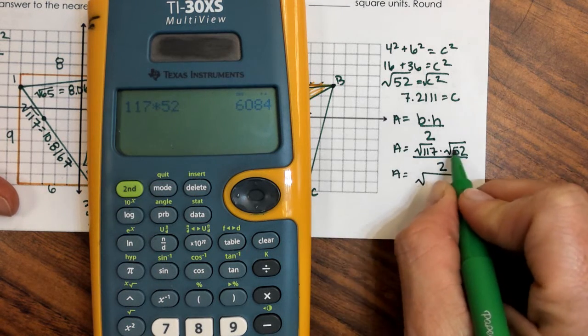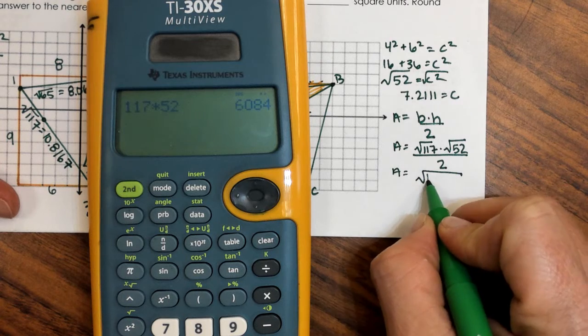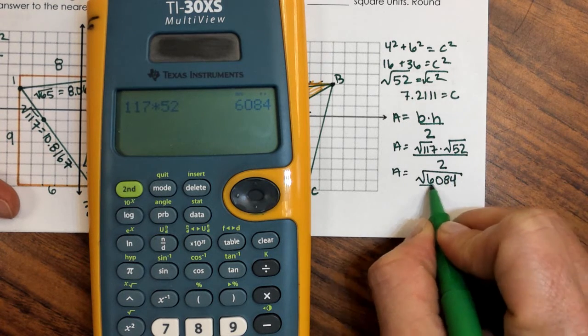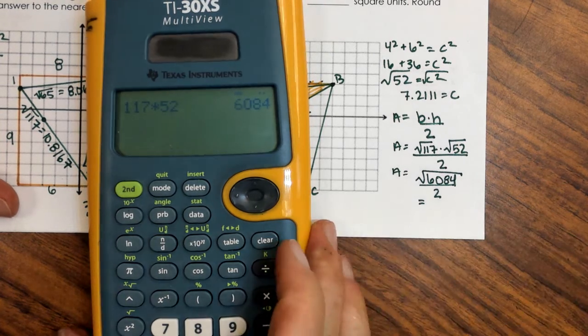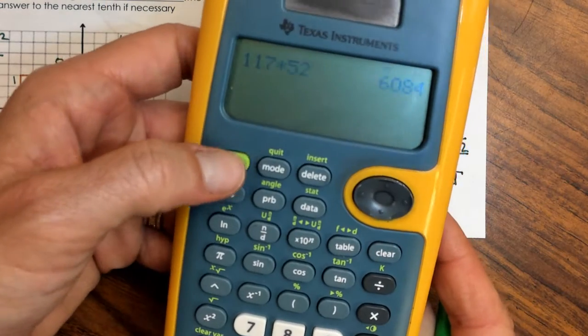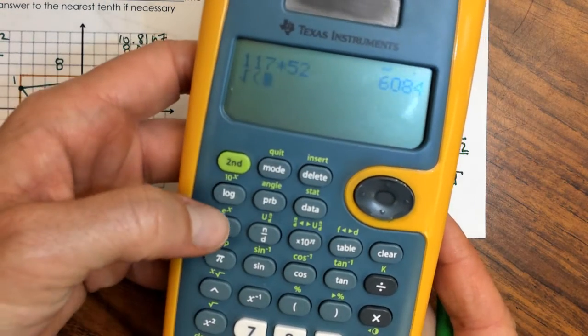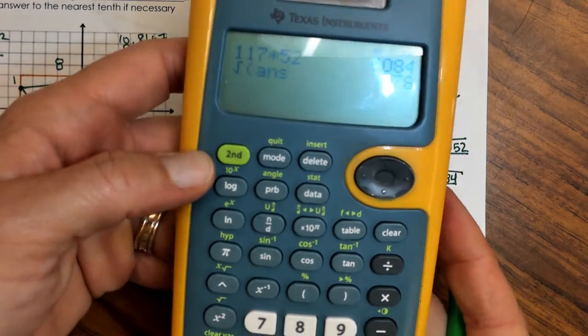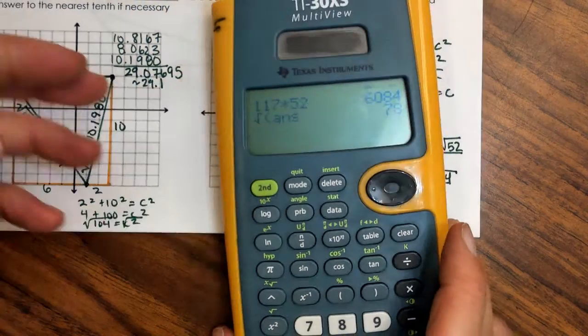Remember, these are just the factors. You can also multiply them back together, and it's 6084 over 2, which is equal to, well, what's the square root of 6084? Well, the square root of 6084 is 78.